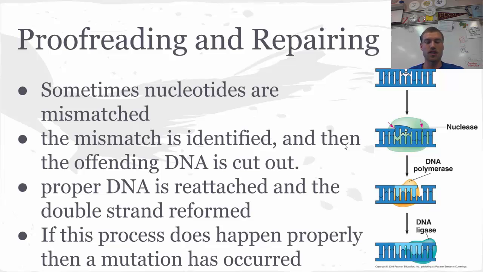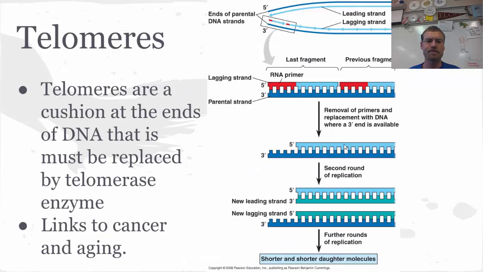But most of the time, I think it's about 1 out of 100,000 bases is a mutation. So most of the time, these errors don't happen. Which, when you think about how quickly this is occurring and how much DNA is being replicated, it's really rather impressive.